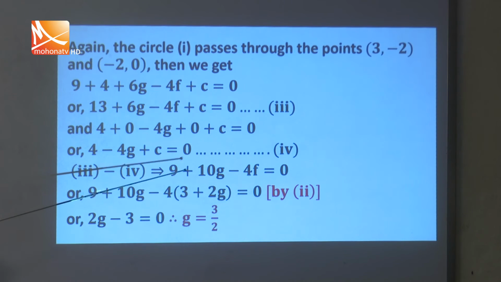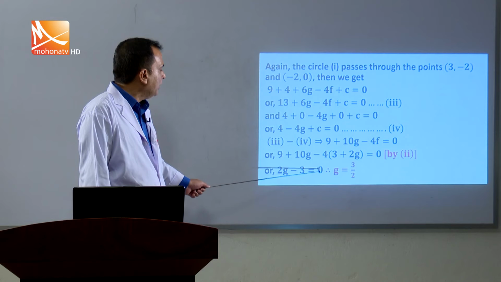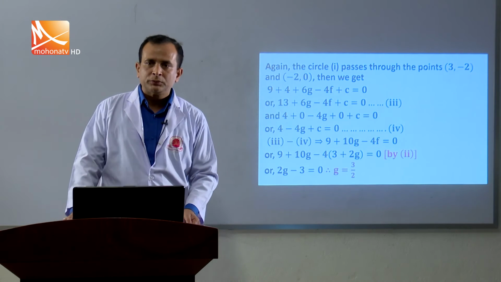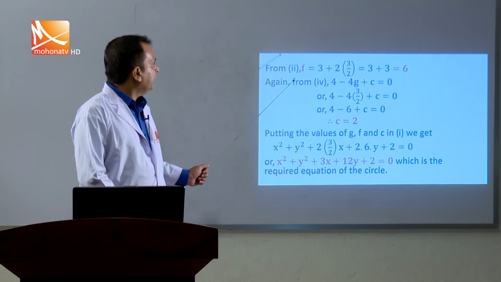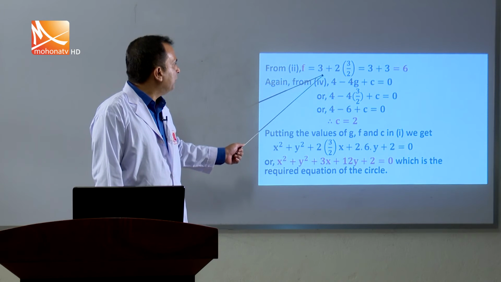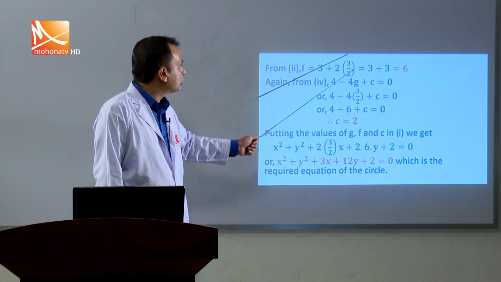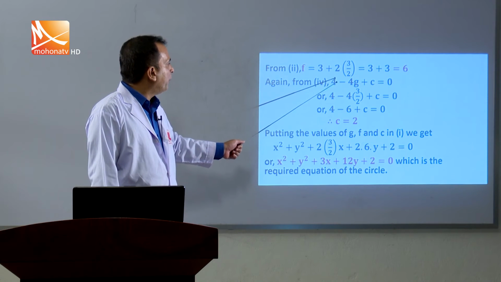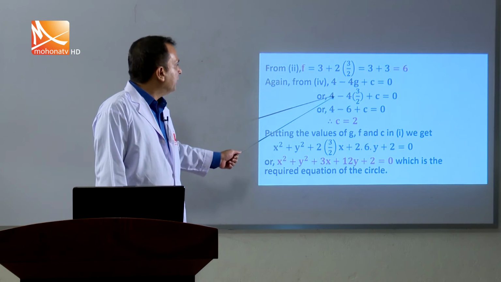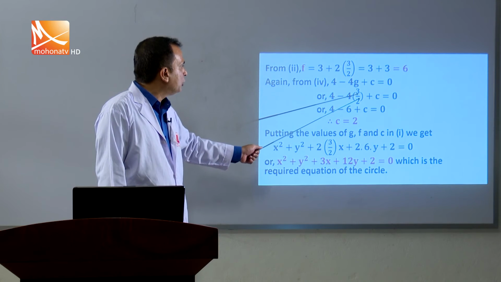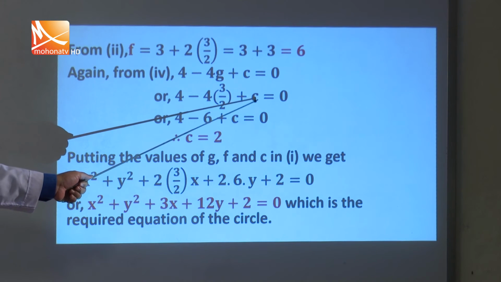Now we are putting the value of f from 2, then we will get 9 plus 10g minus 4 into the value of f, which is 3 plus 2g. By making the calculation of this part, we will get 2g minus 3 equals 0. Therefore, g equals 3 by 2. Then from 2, f equals 3 plus 2g, that is 2 into 3 by 2, these 2 and 2 will be cancelled, so 3 plus 3 equals 6. Again from 4, minus 4 minus 4g plus c equals 0, then minus 4 minus 4 into g, which is 3 by 2, plus c equals 0.